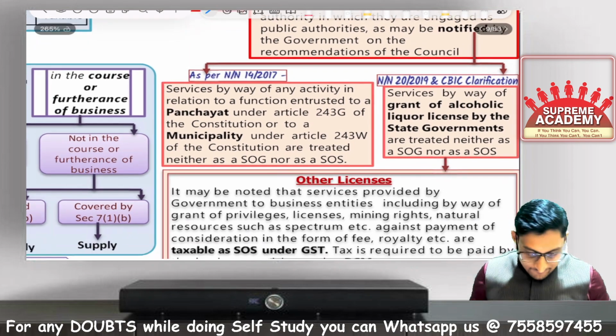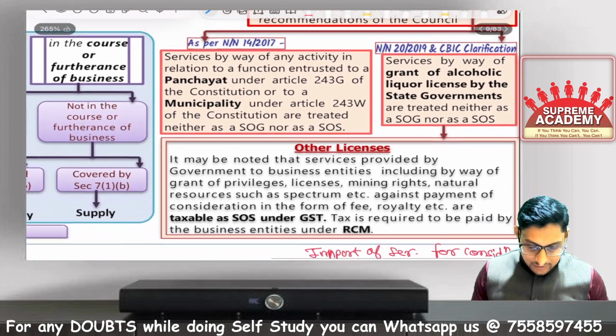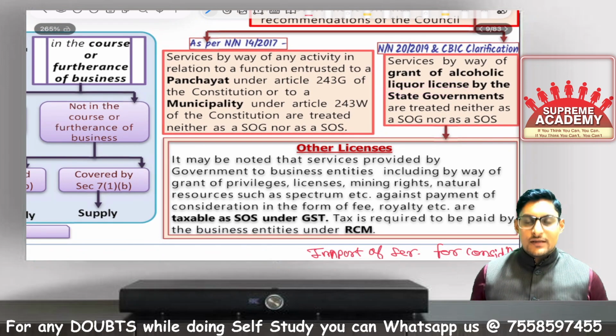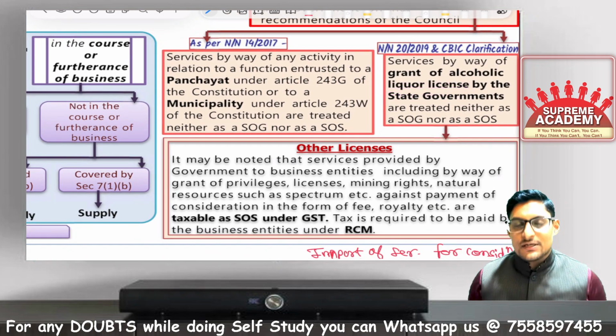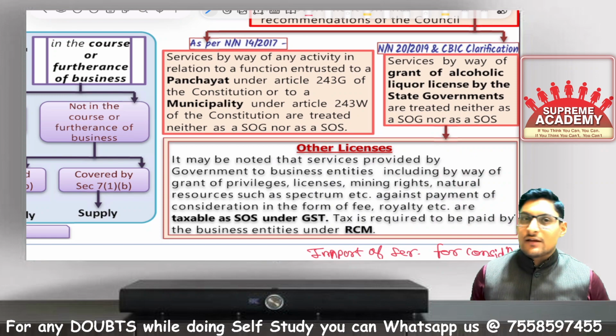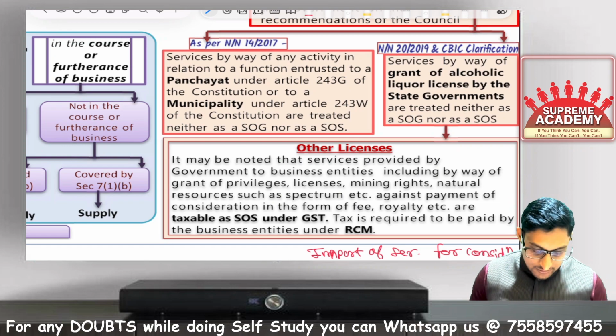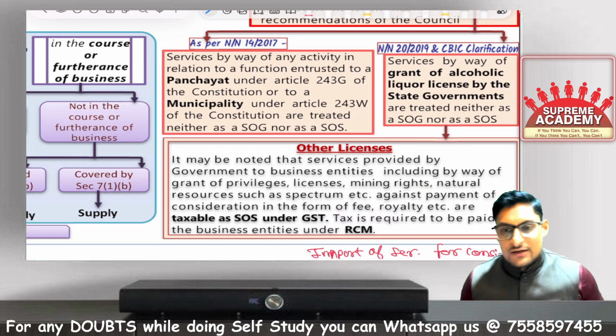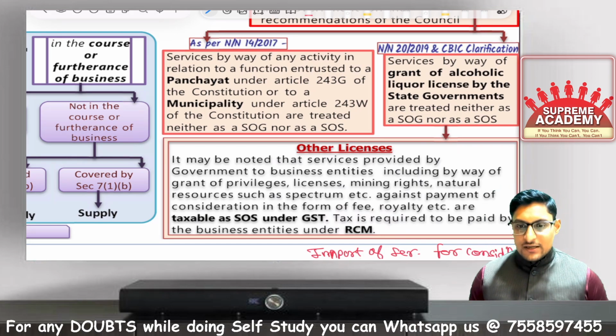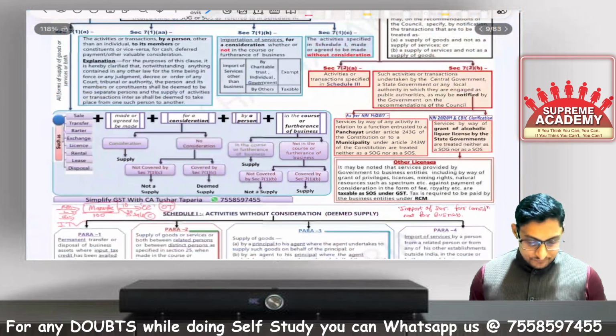Now, one clarification on this, sir. Other than alcoholic liquor for human consumption license, there are other licenses also given by the government, like driving license, factory license, etc. So, what about these licenses? The service given by the state government of providing other licenses will be taxable under GST, and that too under reverse charge. So remember this thing.